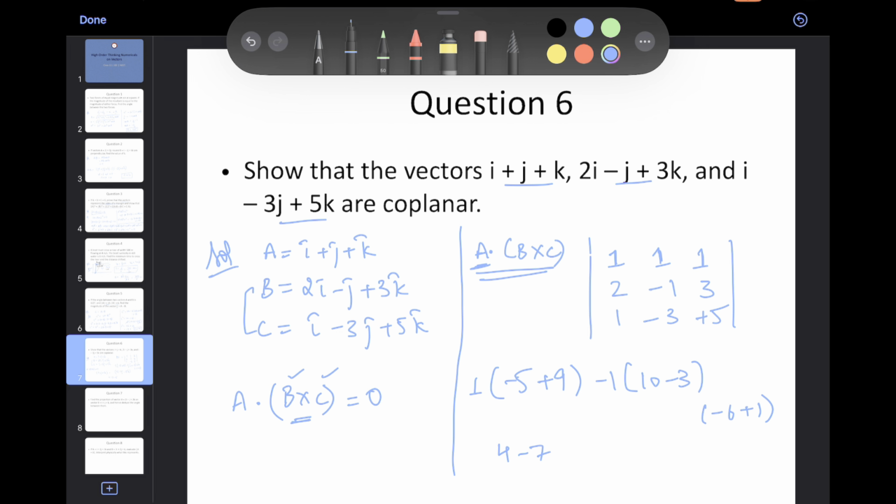So instead of i, j, k cap, you can write the coefficient of the first vector. And this becomes minus 5. So this is not equal to 0. Definitely this is equal to minus 8, which is not equal to 0. So they are non-coplanar. And if it comes out to be 0, then it is a coplanar vector. These three vectors are coplanar.